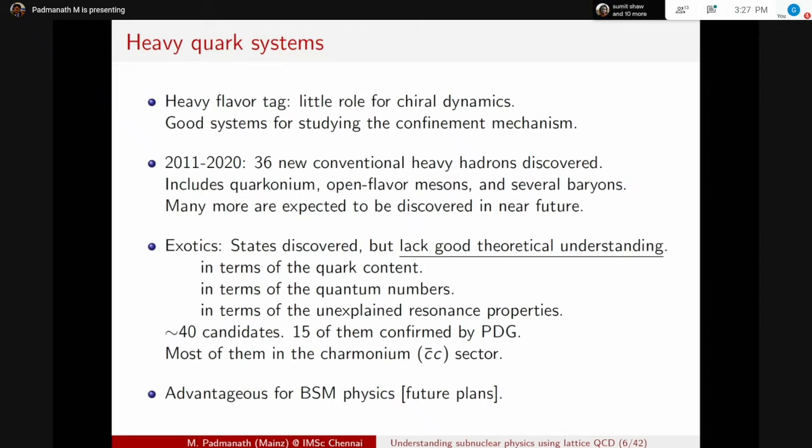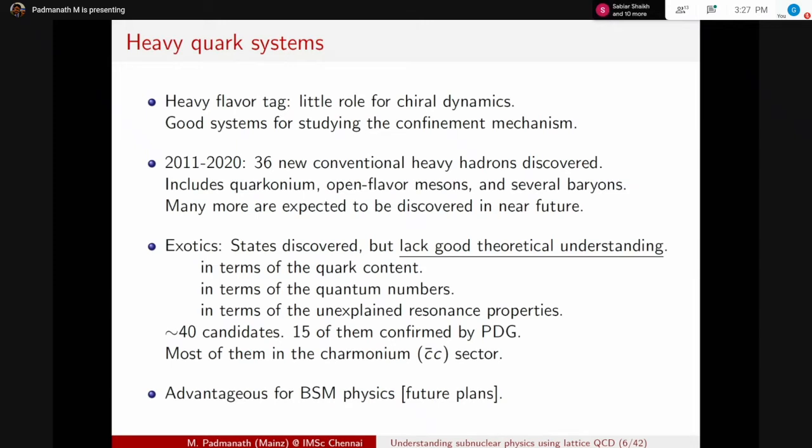Open flavor mesons, by that I mean when you have a charm quark and a light quark in it, or a bottom quark and a light quark in it, and several baryons are observed. Many more are also expected to be discovered in the near future, because if this is the way it is going, there will be many more that will be discovered. We also have predictions that I will come to in some of my later slides.